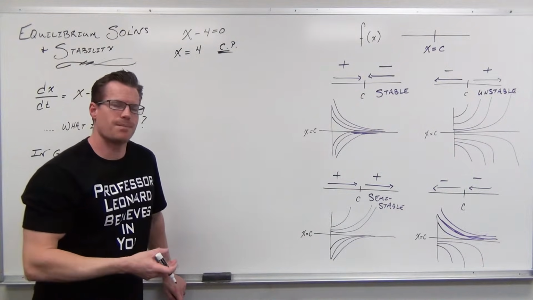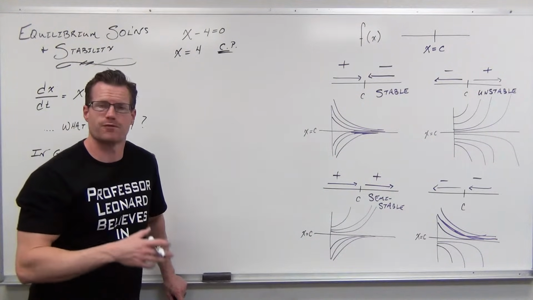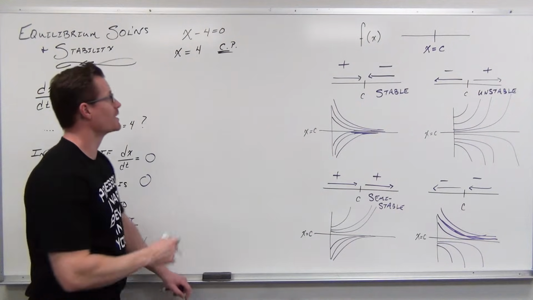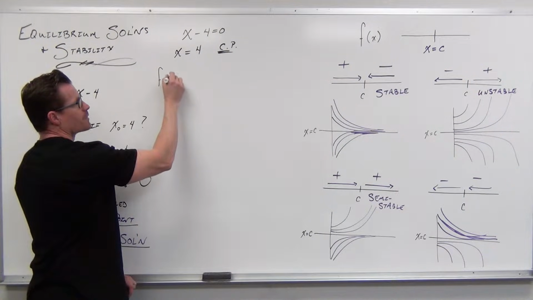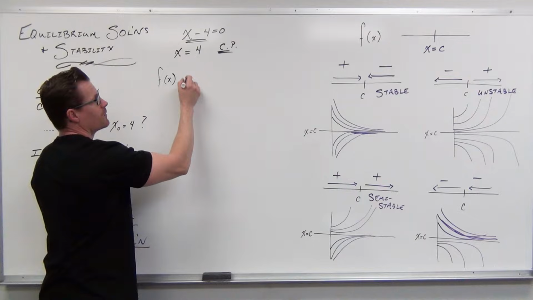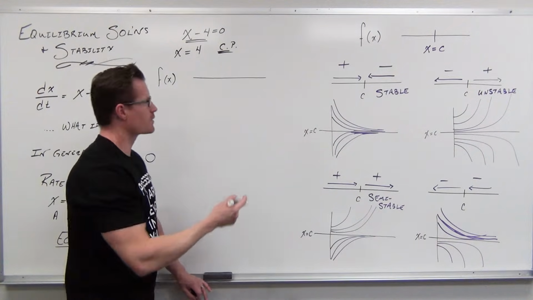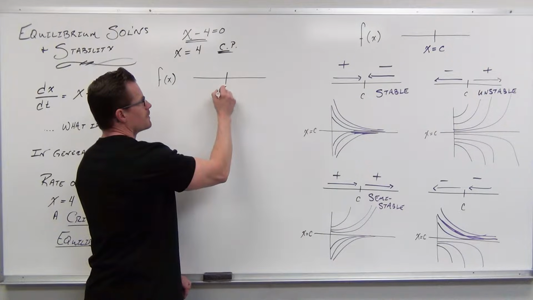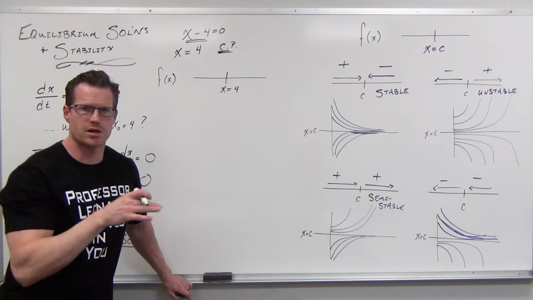What we do after that is what's called a sign analysis test, or you can hear a phase diagram or a first derivative test, all the same thing. We're going to say our function, our f of x, which is x minus 4 right now, is creating for us some sort of a phase diagram based on a critical point of 4. So we just take our 4 and put it on a number line.